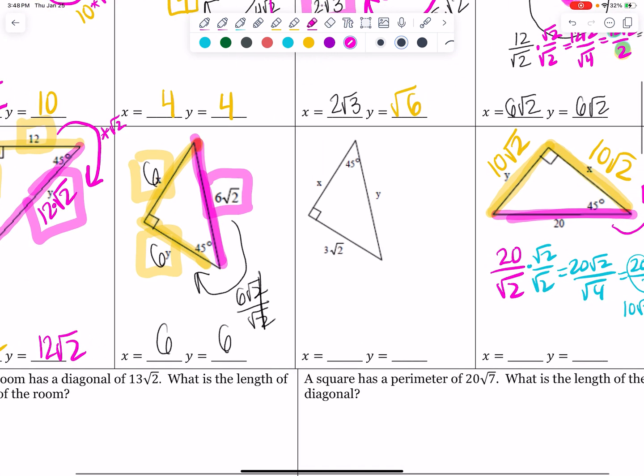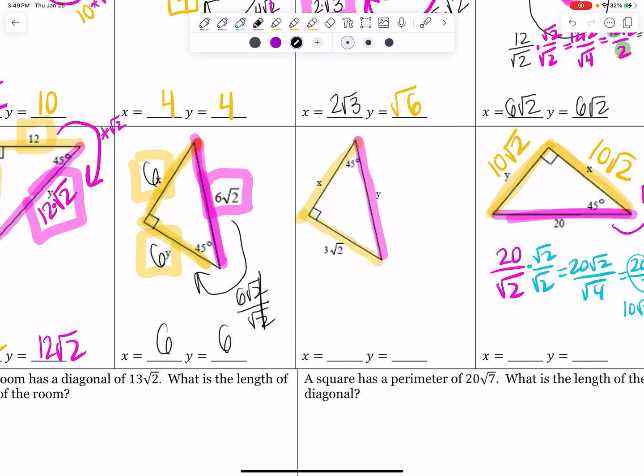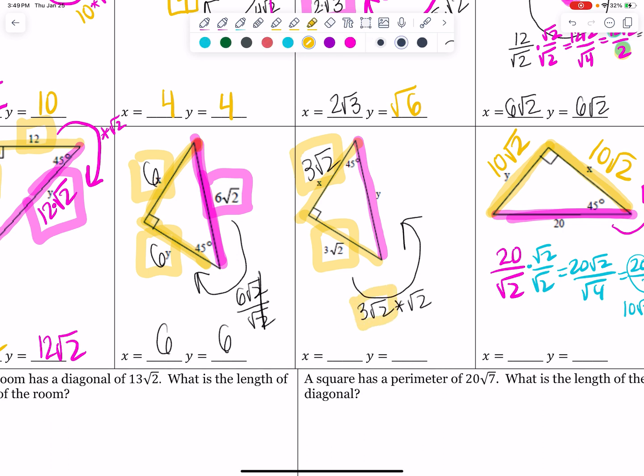This is the last one on this row, and it seems tricky because it does have a radical in the leg, but we're just going to copy it over just like normal. The x is also going to be 3 root 2 because both of those legs are going to be congruent. And so when we go to our hypotenuse, we are getting bigger. And so I'm going to multiply by the square root of 2. So I'm going to take the leg, which is 3 root 2, and I'm going to multiply that leg, 3 root 2, by root 2.